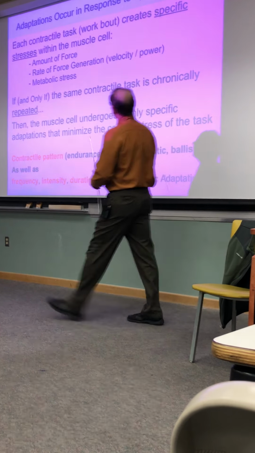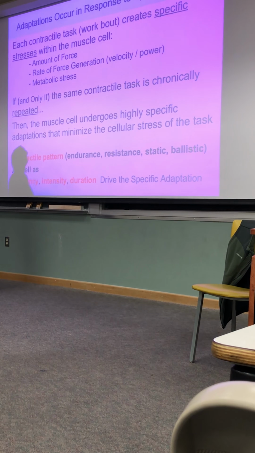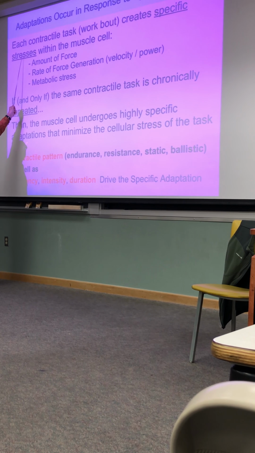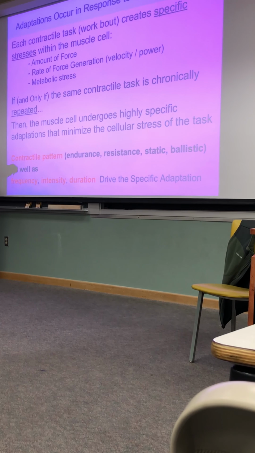Once you activate a cell, there's a whole bunch of patterns that commonly occur. Each contractile task has specific stresses. For instance, if you lift weights heavily, the amount of force, your peak tension, you may run out of that and the bar lands on your throat at some point.